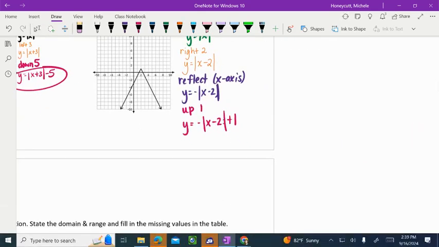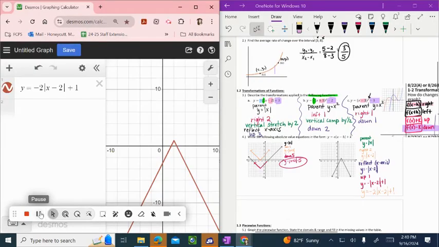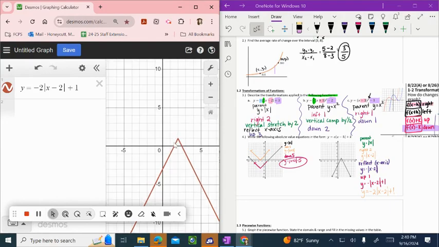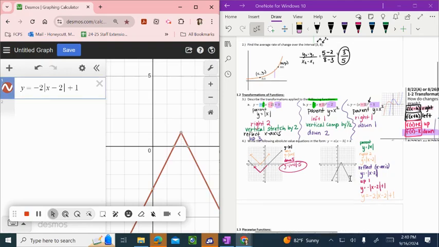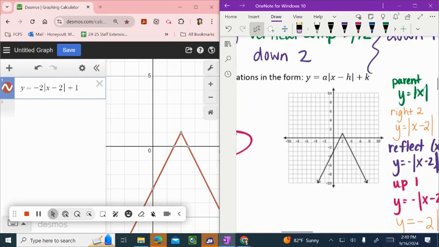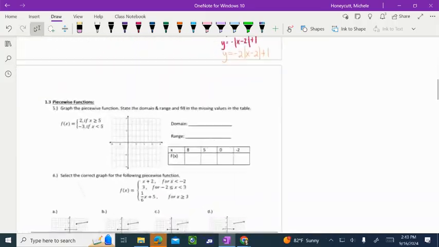So my final equation, y equals negative 2, absolute value of x, minus 2, plus 1. And then, if you want to double check, you can graph it on Desmos. So if you take a look, oh look, they are the same graphs. And you can say 2, 1, and let's see, there's a point at negative 3, 0. Oh look, negative 3, 0. And you will be able to use Desmos while you take your test, but you do have to show all of your work. Right, now let's look at question 5.